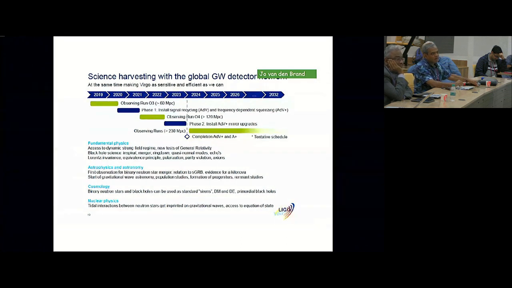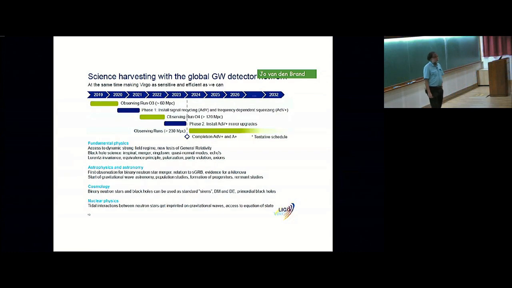I can't imagine that you're going to turn on Advanced Virgo Plus and A Plus at full design sensitivity and run for a long period of time. I'm sure it's going to be turned on at something less than design sensitivity and run for a period of time before you have a commissioning break, okay? Your question is about a particular aspect or the general timeline? I don't know. How do you guys feel about this? That only half the time in the next 5 years, there'll actually be gravitational wave detectors.